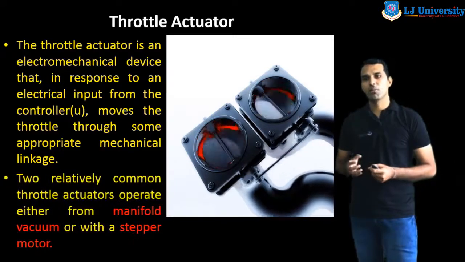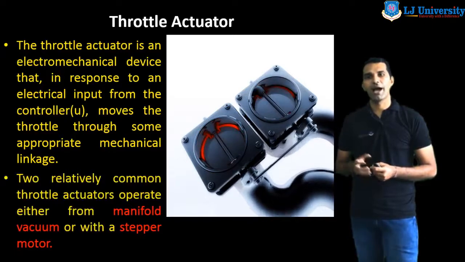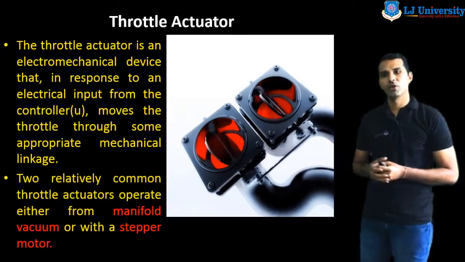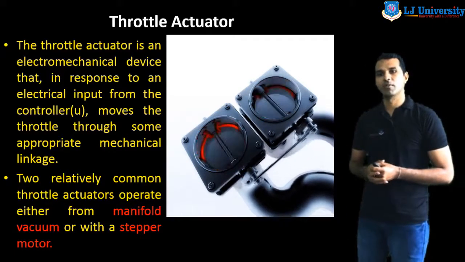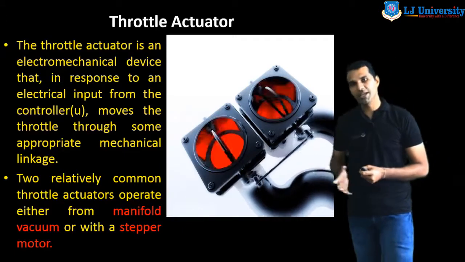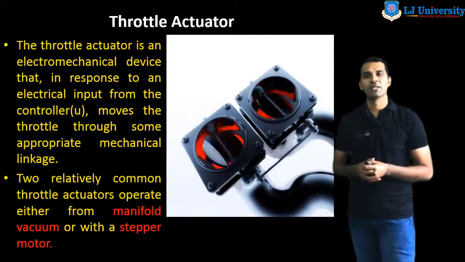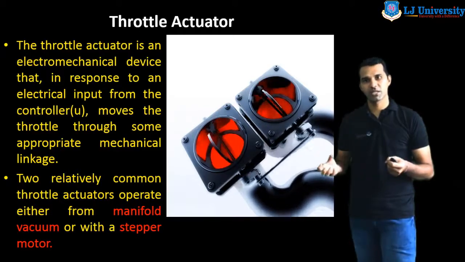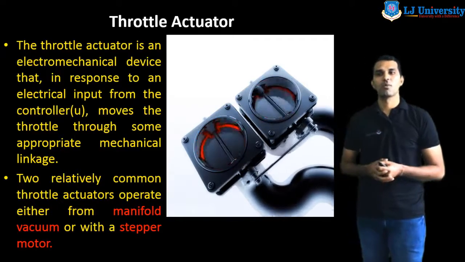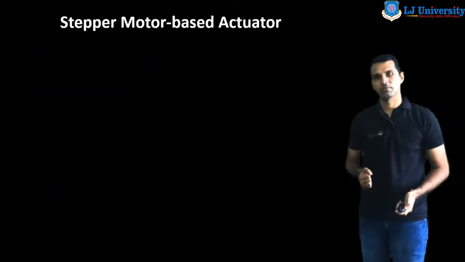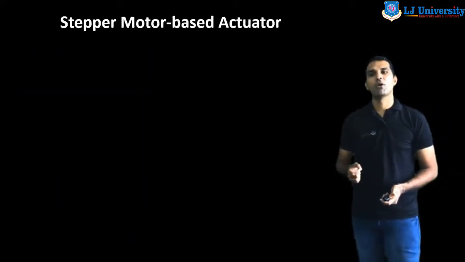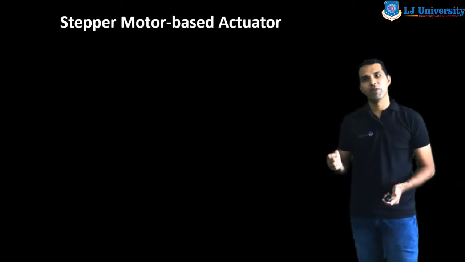Two relatively common throttle actuators operate either from the manifold vacuum or with a stepper motor. That means this opening and closing of the throttle plate is operated either by the manifold vacuum pressure or by the stepper motor. Now we discuss the stepper motor based actuator.